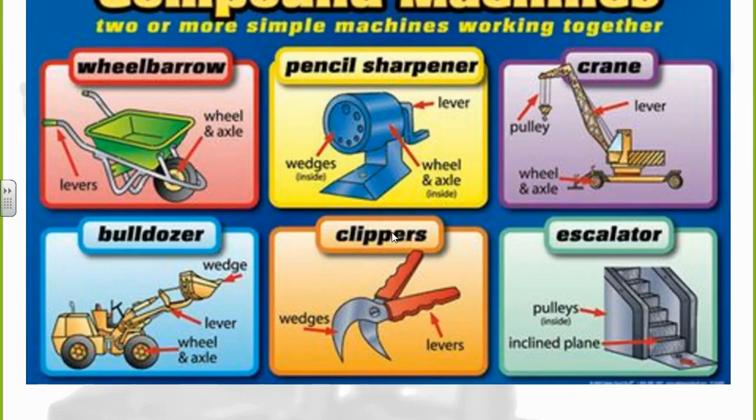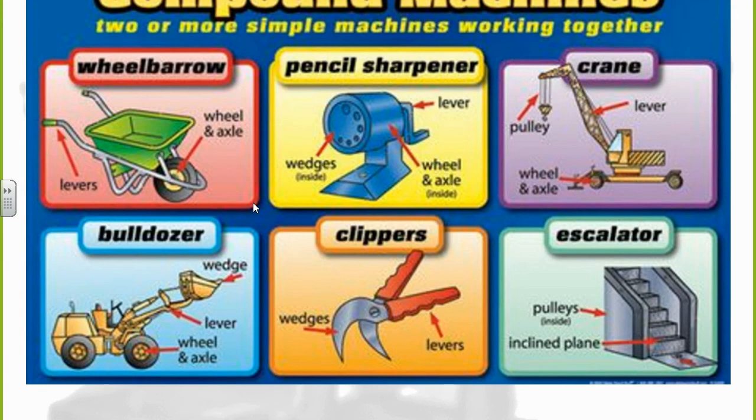Let's look at some others. The wheelbarrow we already talked about is a second class lever, but it has a wheel and axle as well. So that's a compound machine. Pencil sharpener. It's got the lever arm that you turn and a wheel and axle inside that moves that whole case, and it's got a whole bunch of wedges inside so that when that pencil gets in there, those wedges are cutting up that pencil into smaller shavings.